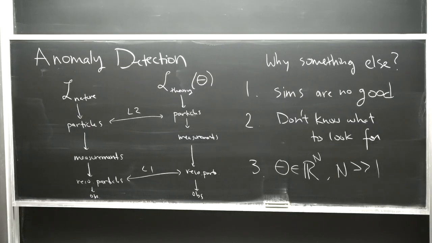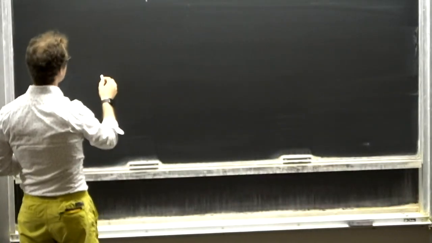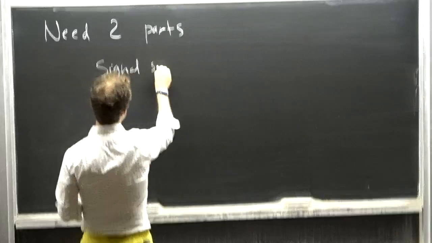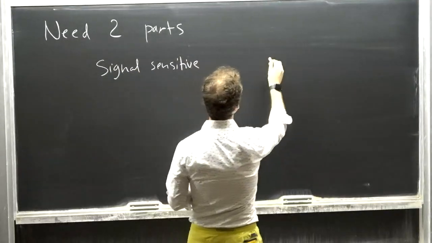And we basically need 2 pieces. As for any search for new particles, we need to be able to be sensitive to signal, and we need to be able to estimate the background.